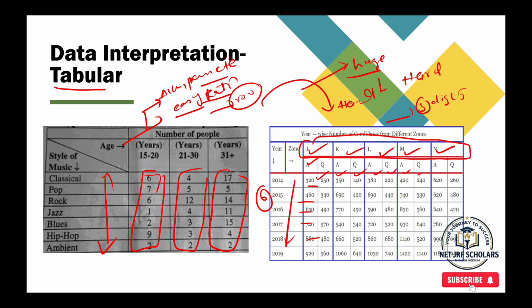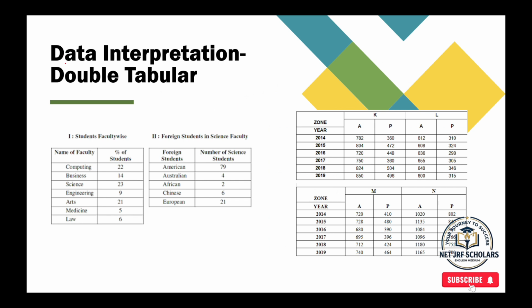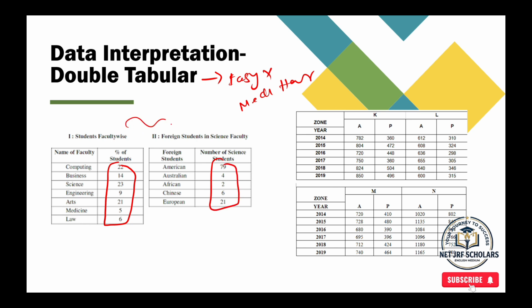There are 2 different types of tabular formats. They also ask questions with 2 tables like this. We cannot say these double tabular forms are easy. Either they are medium or hard. Here the numbers are very simple, but because there are 2 tables, we can categorize this as medium.